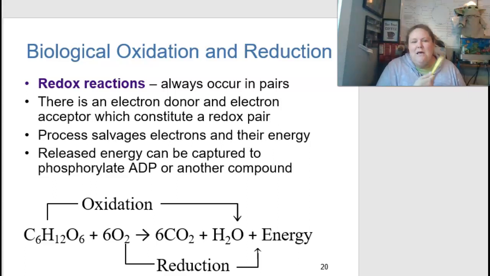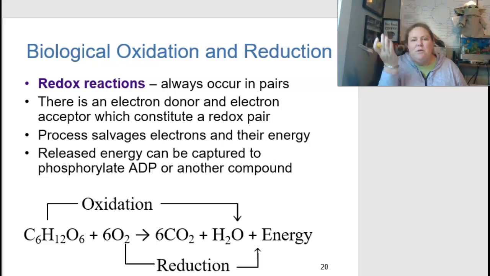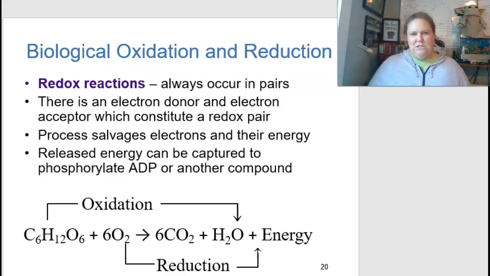These occur in pairs, and there's an electron donor and electron acceptor, and these constitute a redox pair. The process salvages electrons and their energy. So, like one of the first laws of, what was it, Newton or whatever, energy can neither be created nor destroyed. It's just transferred, right? So we're transferring those electrons, which electrons are energy, right? So this is just kind of showing you how everything's shuffling about. Just take a minute to appreciate how cool your body is that this is happening all the time, right? And so anyway, we're going to balance these electrons to energy, etc.